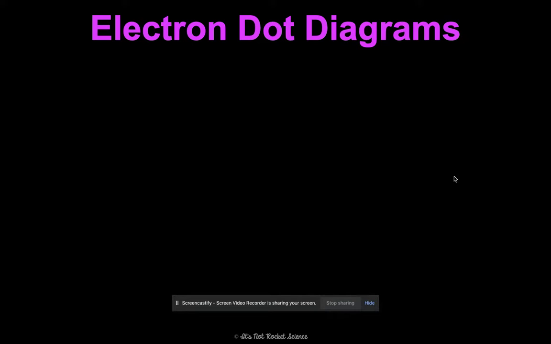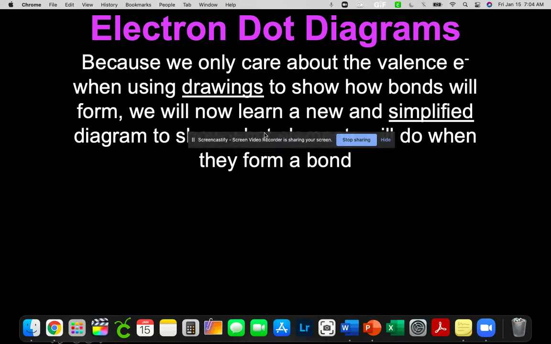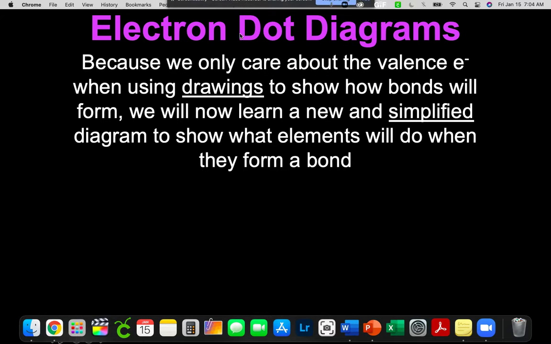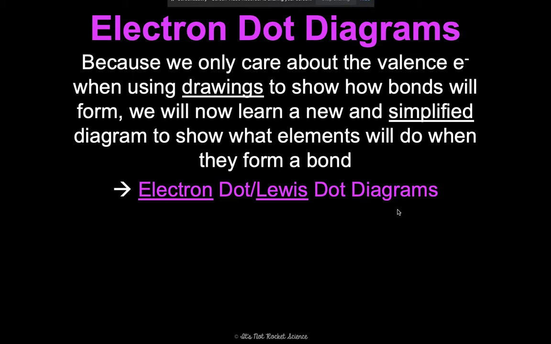Okay. So let's go ahead and talk about electron dot diagrams. Because we only care about valence electrons when we're using drawings to show how bonds will form, we will now learn a new and simplified diagram from that of the Bohr model that we were using previously. So those of you that were hating life because of Bohr models, you're going to love life now because this is easy. These are called electron dot or Lewis dot diagrams.